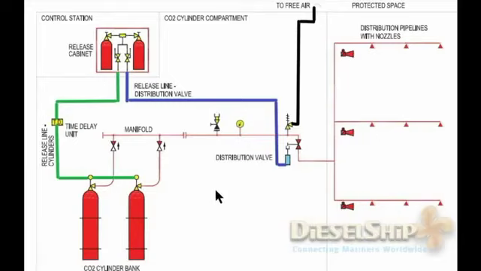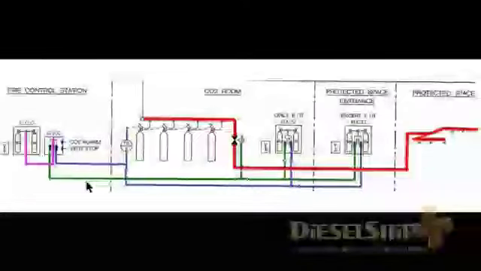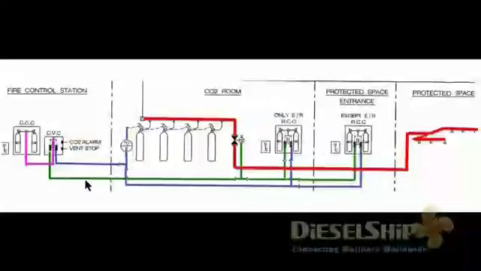Now let's concentrate on the actual system which is present on board a ship. This is one such actual system which I had on board a ship. As I said, we would consider the protected space, or the space to be protected, as the engine room, which is isolated. At the protected space entrance we have the valve control station. In my last ship, we could release the CO2 just outside the engine room.